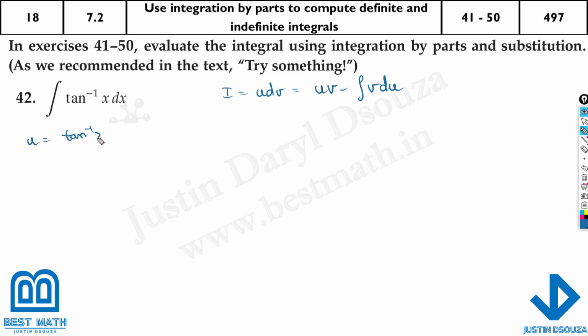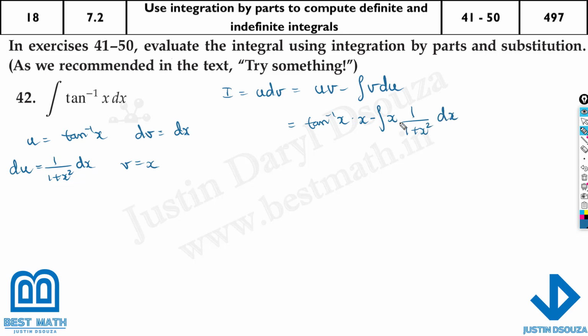u is tan inverse x. dv will be the remaining. What is remaining? It's only dx. So here du is equal to 1 by 1 plus x squared dx. And here v is equal to x, not dx. It's just x. Let's substitute in the formula. What is u? u is tan inverse x. And what is v? v is x itself. Minus integral, what is v here? Again x. And what is du? It is 1 by 1 plus x squared, and then dx. So here again you can do u substitution, or if you recall the logarithmic rule.